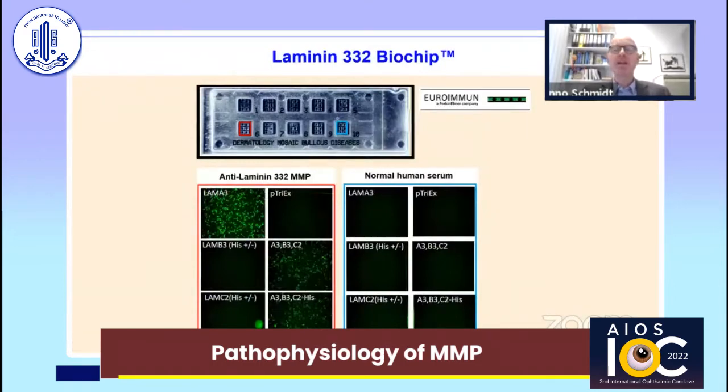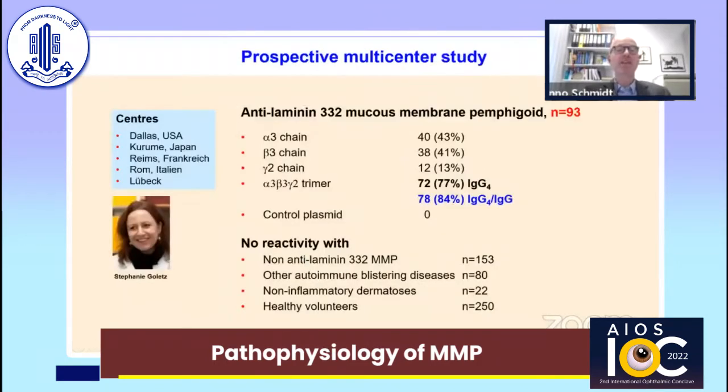About 2 years ago, a standardized test system became available for autoantibodies against laminin 332, and this is based on biochip technology. On this standardized lab slide, you can detect antibodies against the alpha-3, the beta-3, and the gamma-2 chain, and also the heterotrimer of laminin 332. Stephanie Goletz validated this new assay. In this prospective multi-center trial, she found the sensitivity to be 84%, and using a high number of controlled sera, the specificity to be 100%.